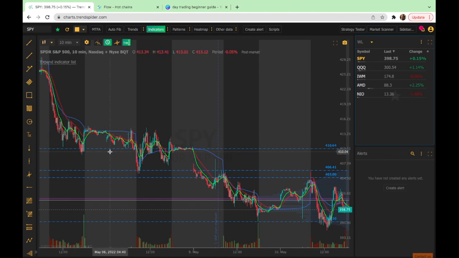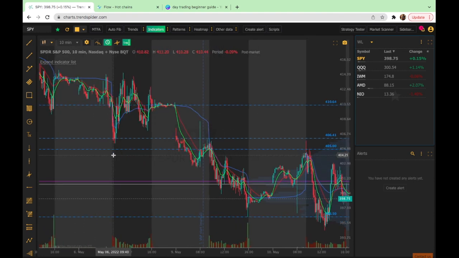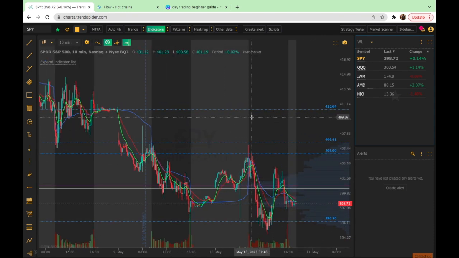A perfect scenario is we have VPA gaps. We open either above or below all of our EMAs and VWAP. VWAP is creating separation between our EMAs, and this sets us up for the possibility of a trend day. Now, these can definitely flip intraday, as we can see today.